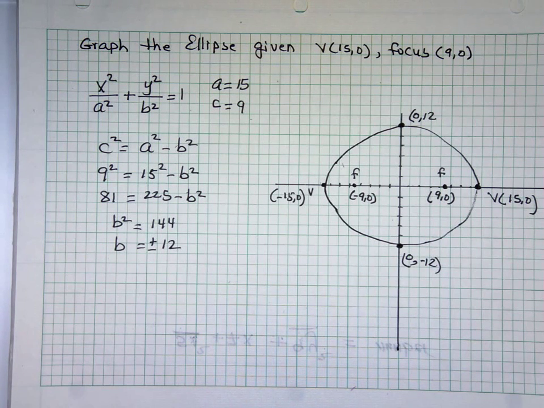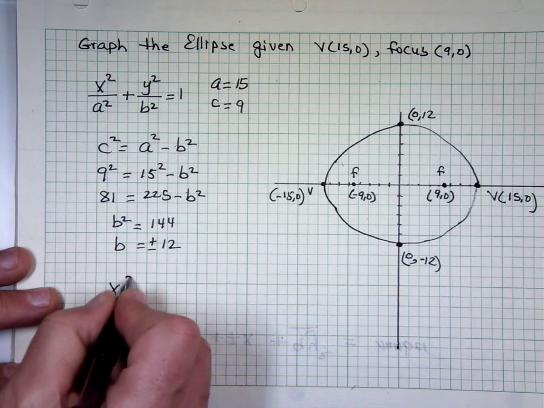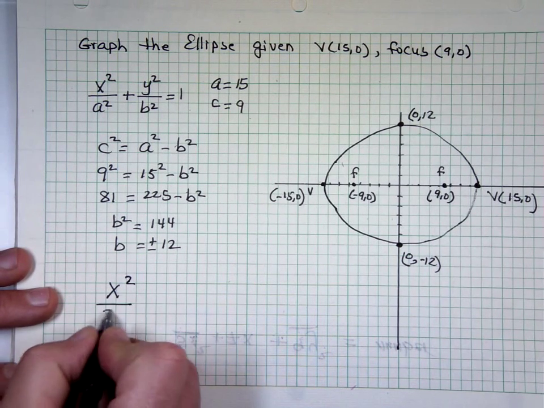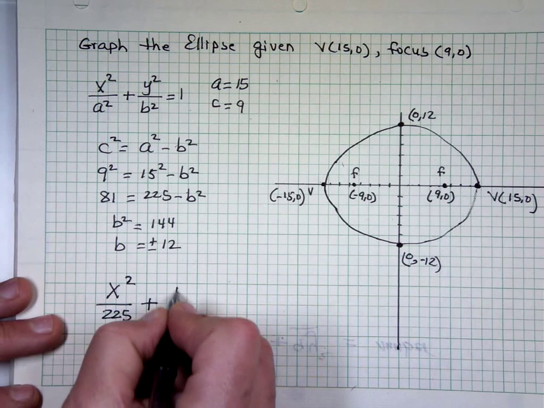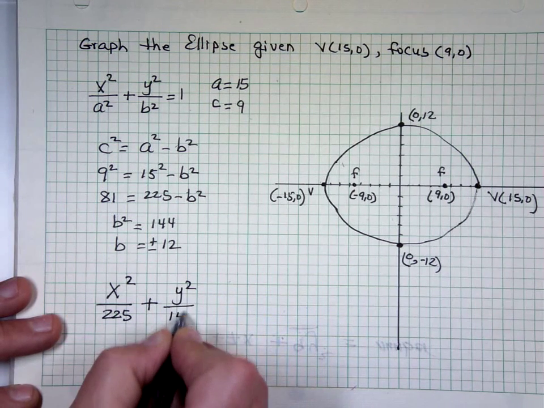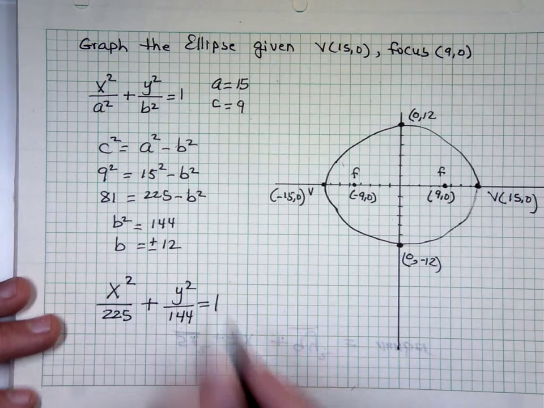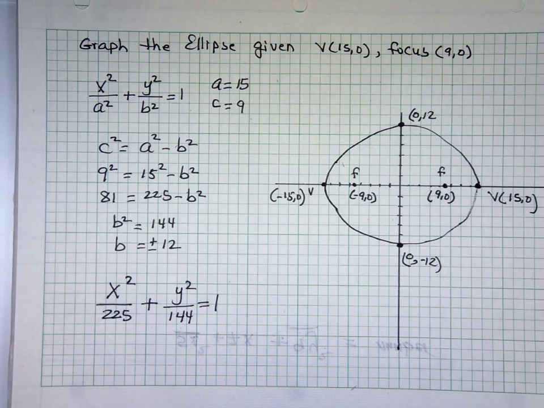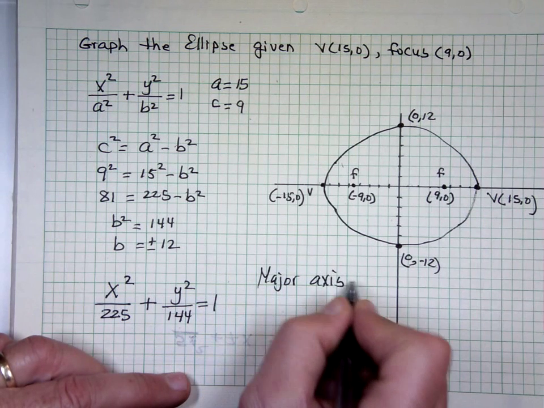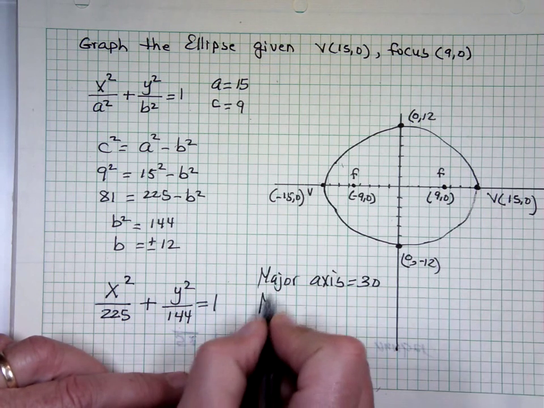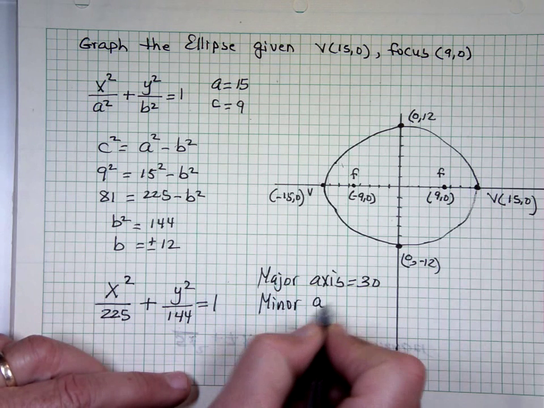So the equation for that is x squared over what? What's 15 squared? 225. Or I can write 15 squared, plus y squared over 144, equals 1. That's the equation of that graph. The major axis, should get a stamp for that, is 30. The minor axis is what? 24.